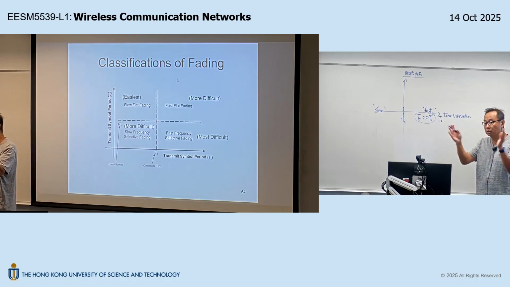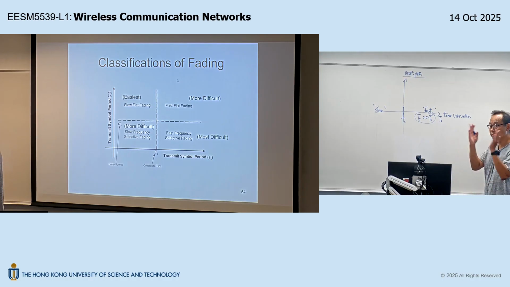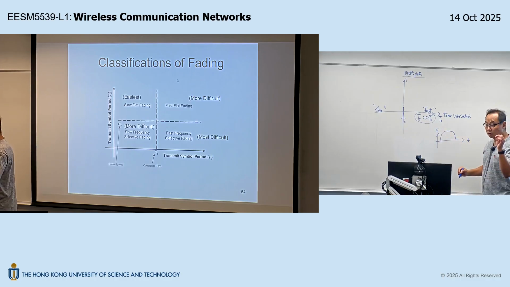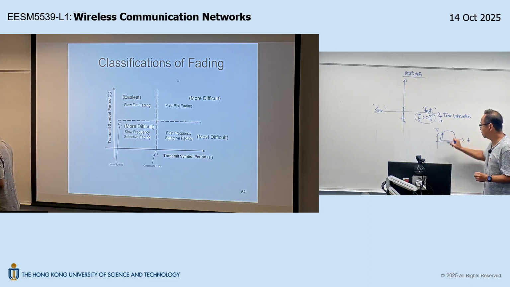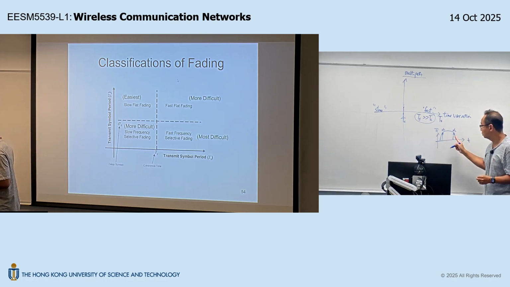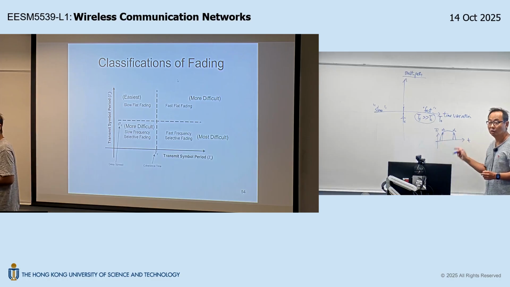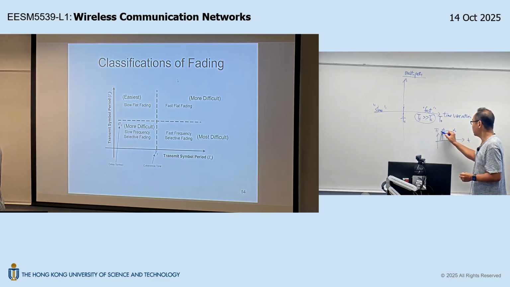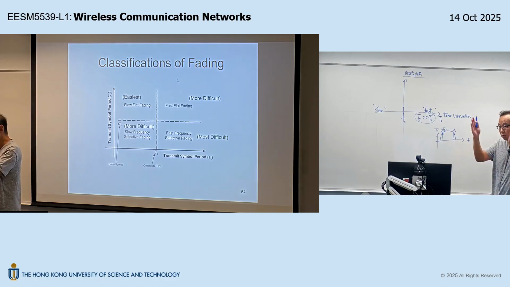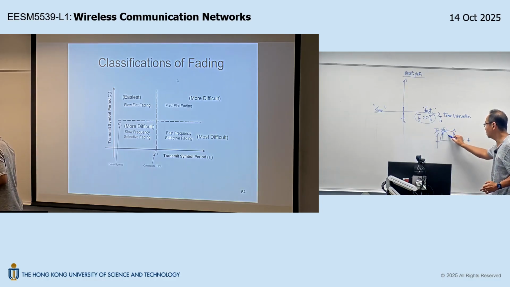If the symbol duration is much larger than the coherence time, that means when you transmit a modulation symbol from the transmitter, the fading responses you see at the beginning of the symbol and at the end of the symbol, alpha 1 and alpha 2, will be uncorrelated. So if alpha 1 is large, it doesn't affect the chance for alpha 2 to be large or small. That means within the modulation symbol, you see a potentially different fading response.